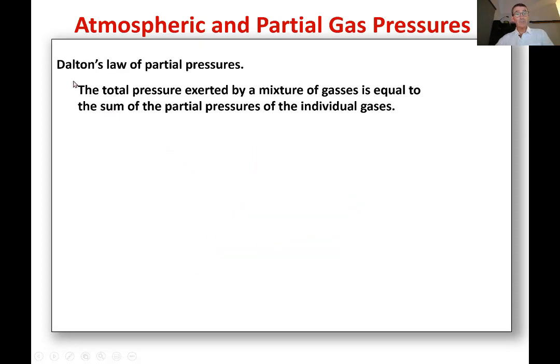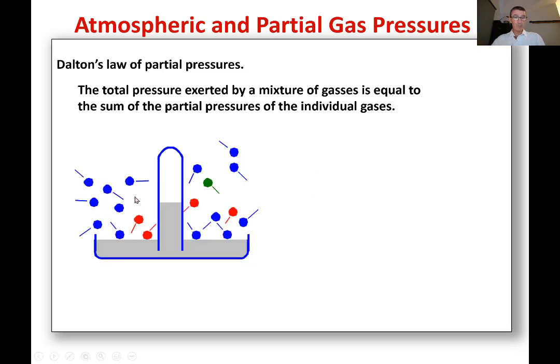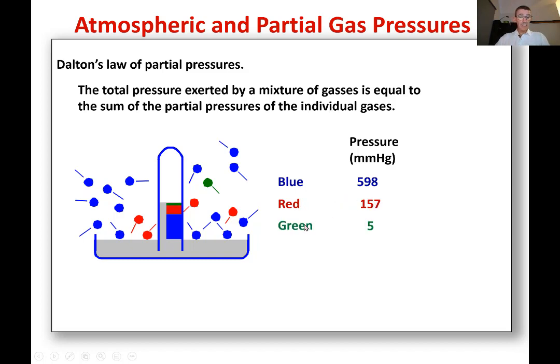So Dalton, a physicist, created Dalton's law of partial pressures. He said the total pressure exerted by a mixture of gases is equal to the sum of the partial pressures of the individual gases. So in our rooms, there are several gases floating around, and I've illustrated them here as blue, red, and green. So in your room, my room, the blue gas accounts for about 598 millimeters of mercury. The red gas accounts for about 157 millimeters of mercury, and the green gas accounts for about 5 millimeters of mercury.